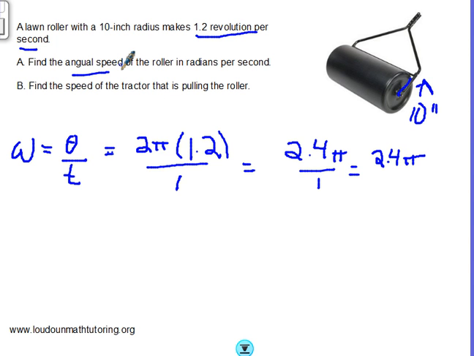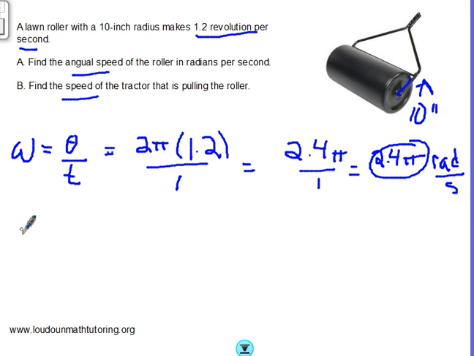Remember, think about angular speed as how fast the angle is changing. How fast is the angle changing as this roller goes around in a circle? So again, our units would be radians per second, and that's our angular velocity. Now, if we had to convert that to find the speed, in these problems the speed of some object like the tractor pulling this roller is really the same as the linear speed of going around the circumference of the roller.